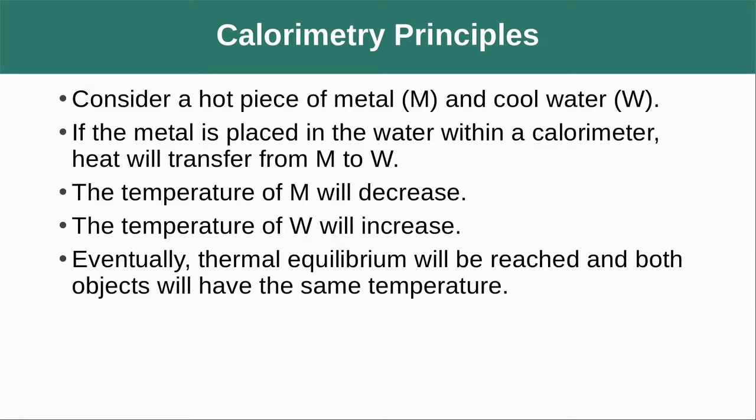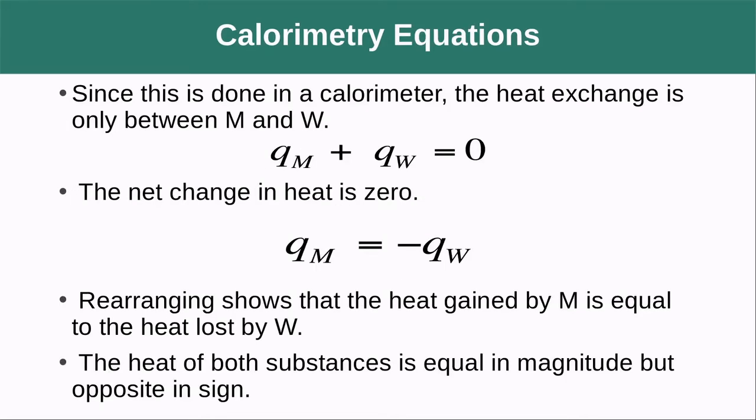So let's think about what's going to happen here with a basic example. Let's consider that we have a hot piece of metal, we're going to call it M, and a cool water, W. If the metal is placed in the water within a calorimeter, so it's completely separated and isolated from the surroundings, heat's going to transfer from the metal to the water. The temperature of the metal will decrease, and the temperature of the water is going to increase. And then eventually they're going to come to thermal equilibrium, where they both have the same temperature. In a scenario like this, the heat released by the metal plus the heat gained by the water is going to sum together to be 0. These have opposite signs, so we can see that the heat of the metal is going to equal the negative heat of the water. They're going to have the same magnitude but different signs in this case.